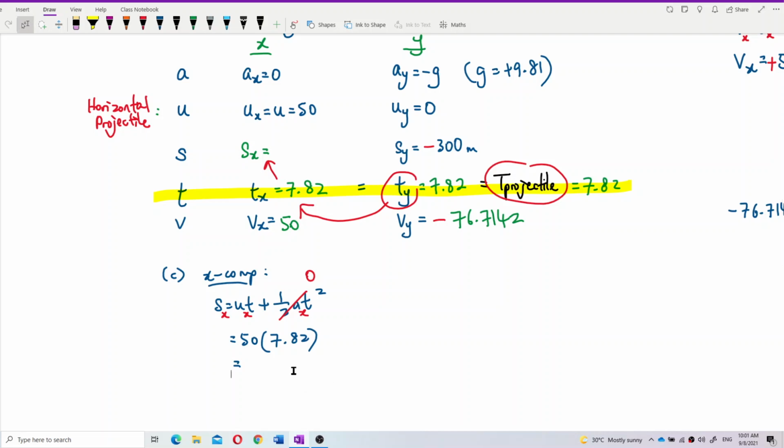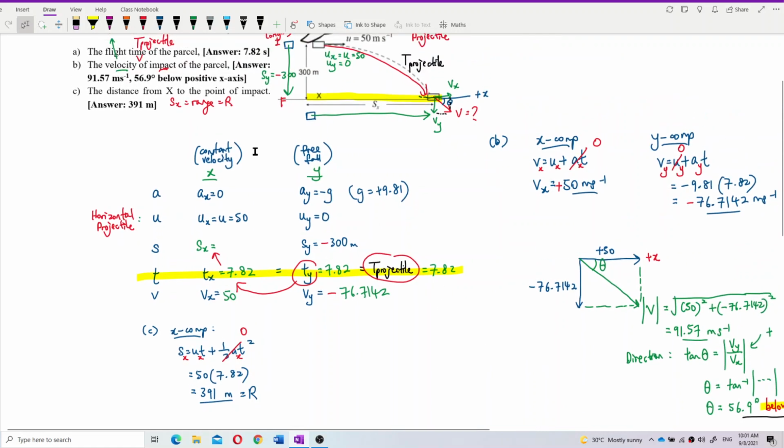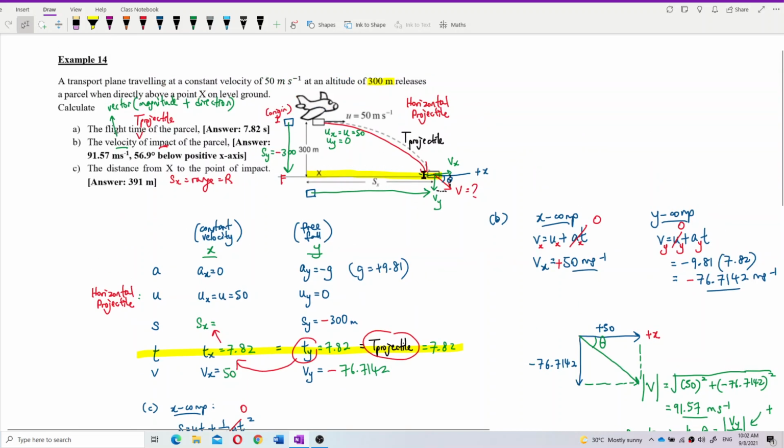So I get the answer is 391 meters. Is that correct? That's the horizontal range from x to the point of impact. Yes, from x to the point of impact is 391 meters, which is this horizontal displacement.